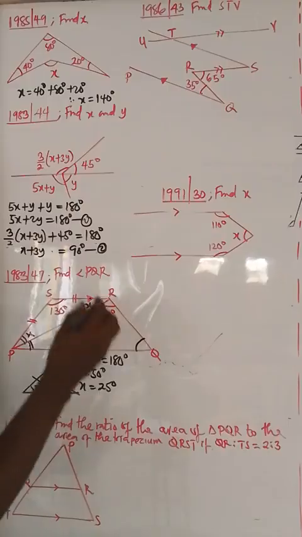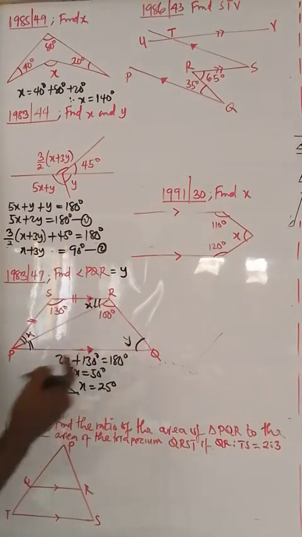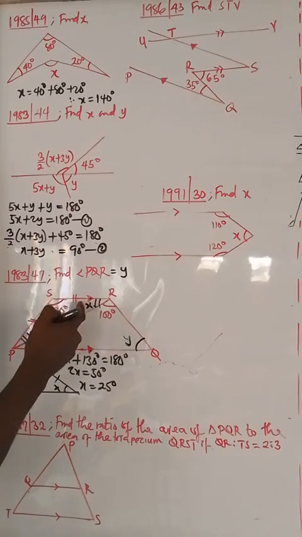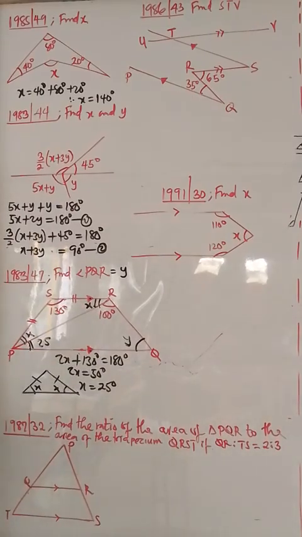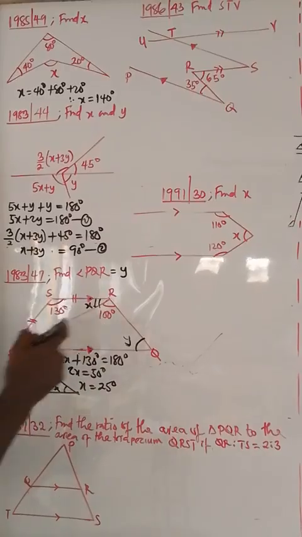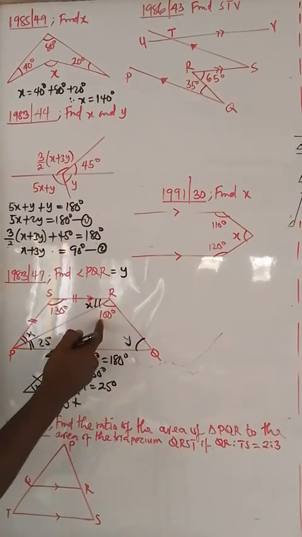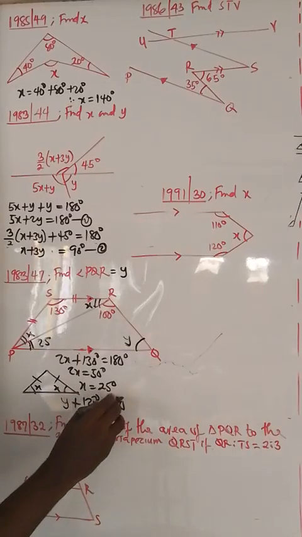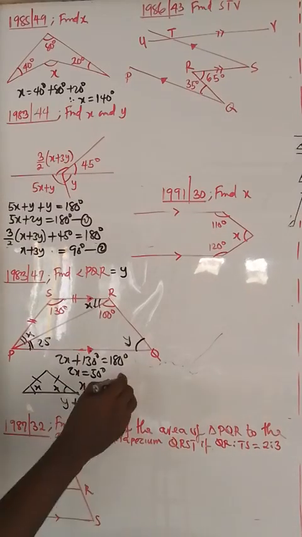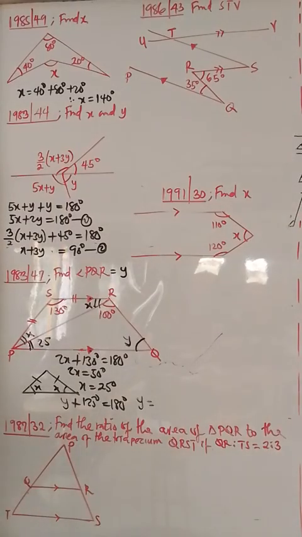We are looking for PQR. Let PQR be y. Our aim is to get y. And already we've gotten this one. Since one is x, one is x. So what's one? 25. So if we do y plus 100 plus 25, we must get 180. So y plus 100 plus 25, that's 125. We must get 180 in a triangle. So therefore from here, y equals 180 minus 125 will give us what?